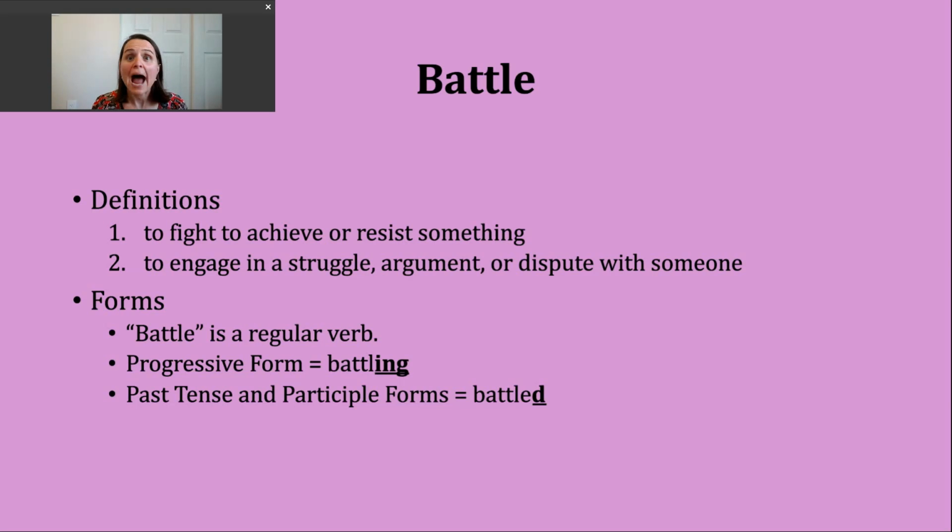You should know that battle is a regular verb. To make the progressive form, you should drop the E and then add ing to form battling. The past tense and participle forms of this verb are made by just adding the letter D, since this verb already ends in an E.